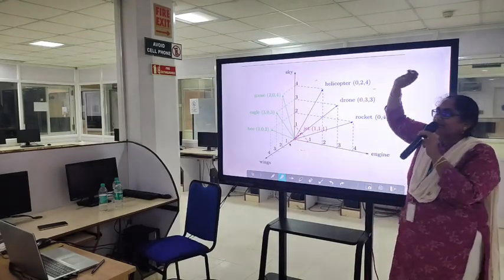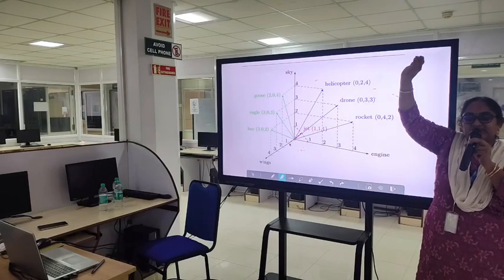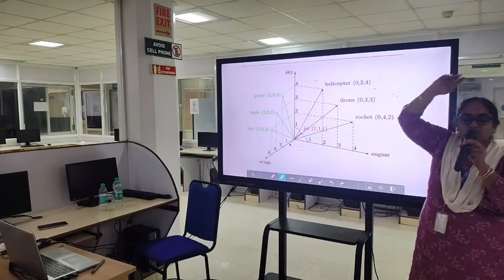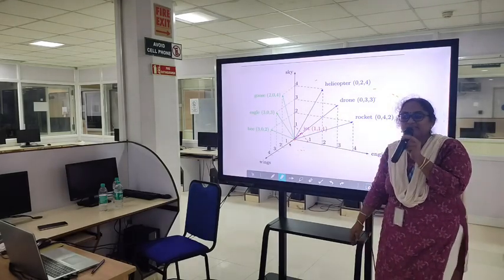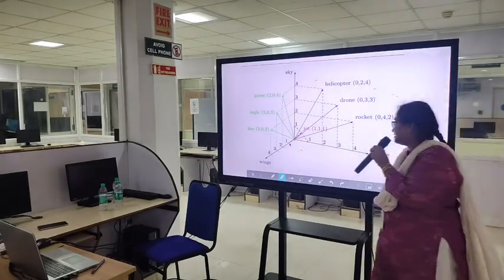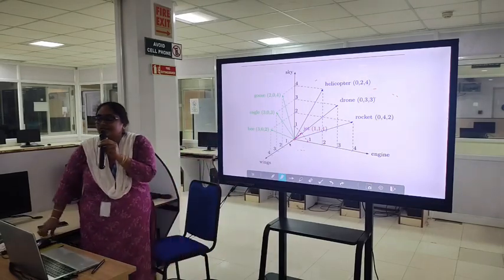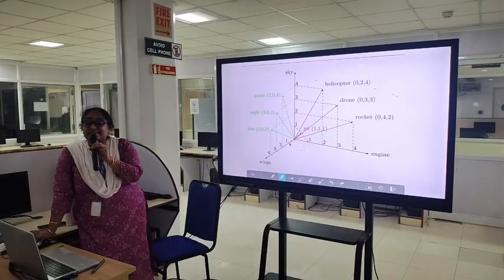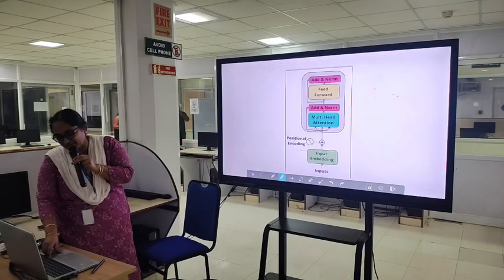Why is it a vector? Somewhere in the space you have a point. Any point in space which has x, y and z coordinates is called a vector. This is just a visual representation of how a vector looks. Similarly, you have word embeddings also. Word embeddings are 768-dimensional vectors, one-dimensional vectors with 768 values.